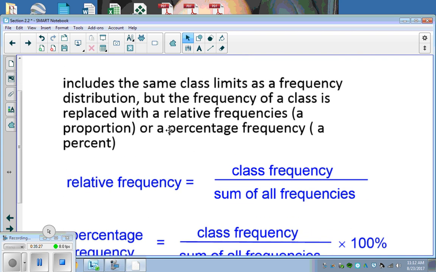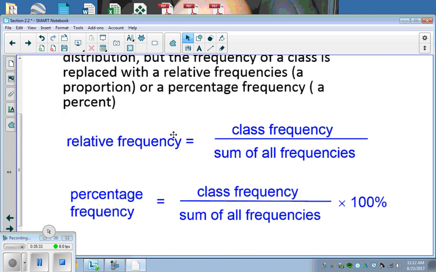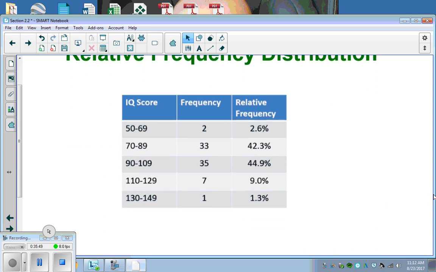Relative frequency distribution. And relative frequency distribution is nothing more than the percentage of frequency. How often does it occur? So the percentage, of course, we're going to take the frequency, divide by all of them. That gives us our percentage, and we multiply by 100 to get percent. So that would be the idea of a relative frequency.